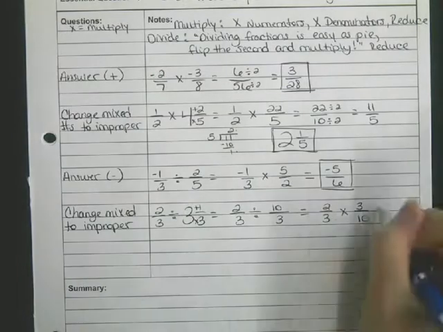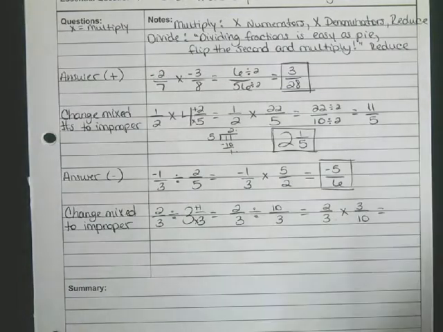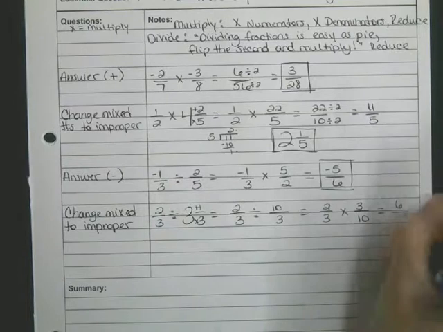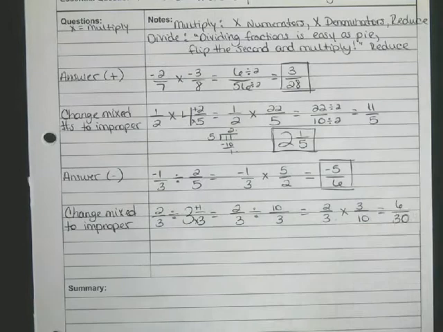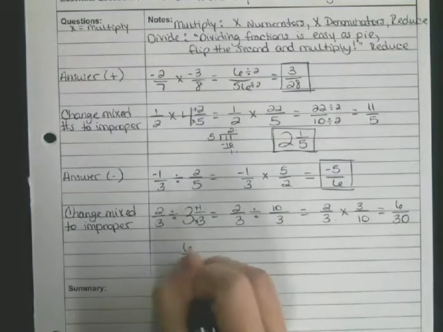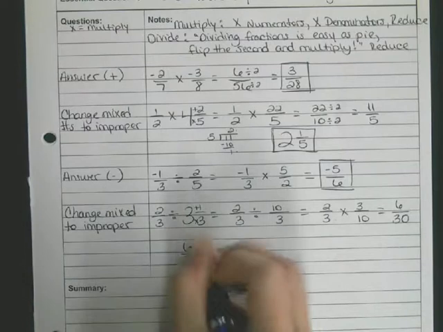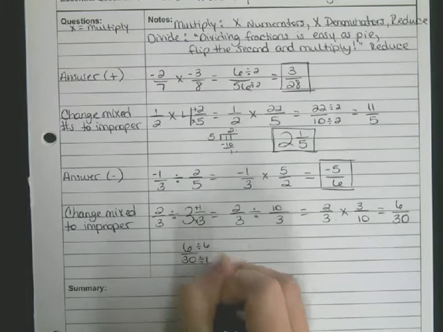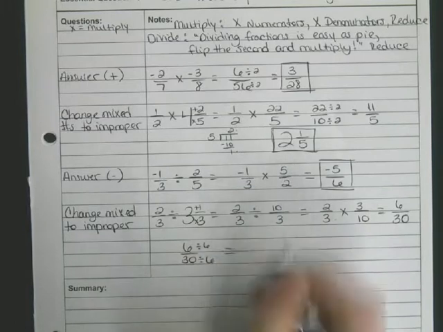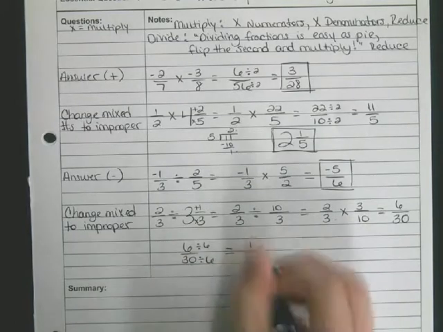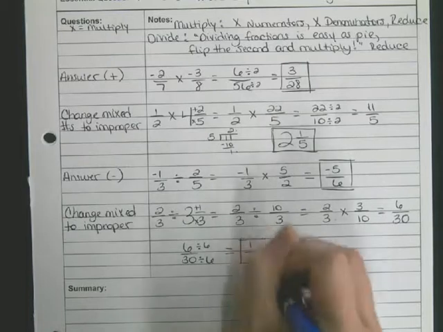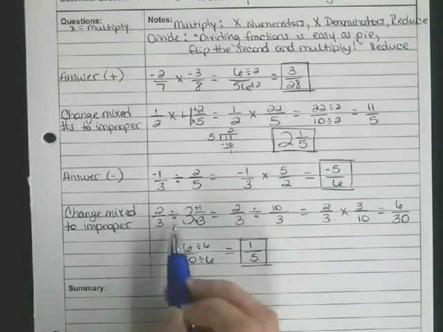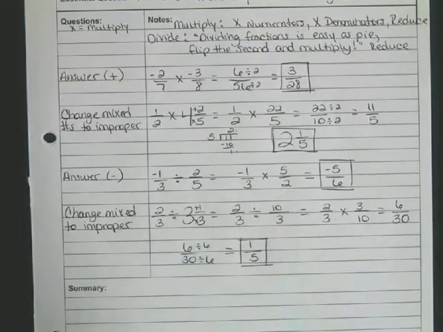So now I have 3 times 2, which is 6, over 3 times 10, which is 30. And 6 over 30 can be reduced. It can actually be reduced by a factor of 6. So 6 divided by 6 is 1. 30 divided by 6 is 5. So 2/3 divided by 3 1/3 is 1/5.